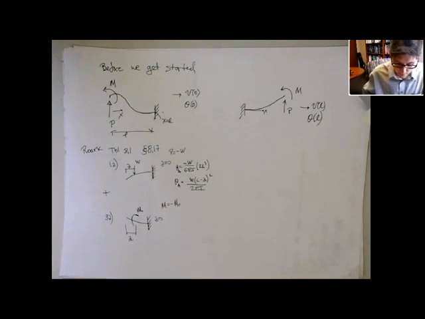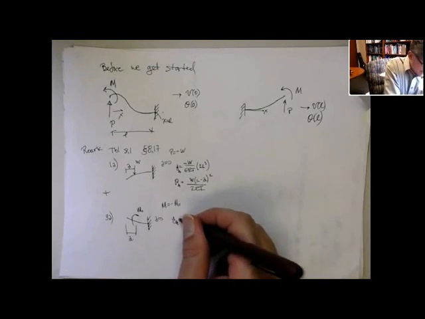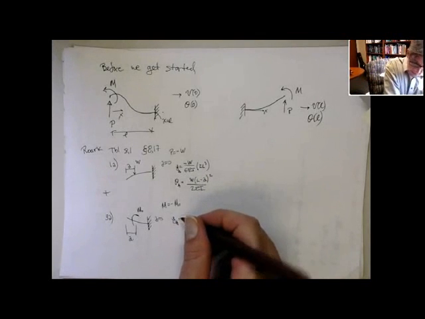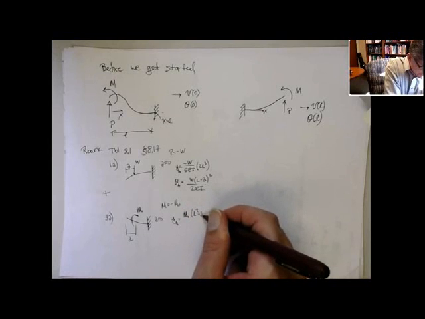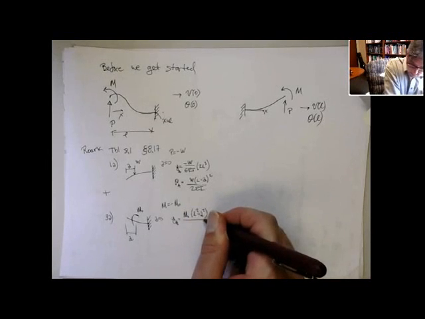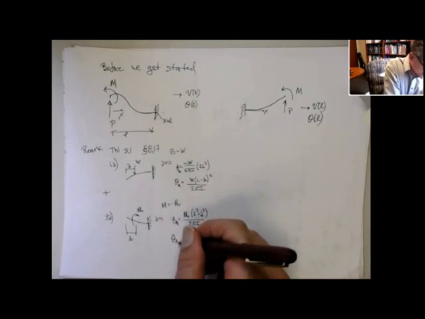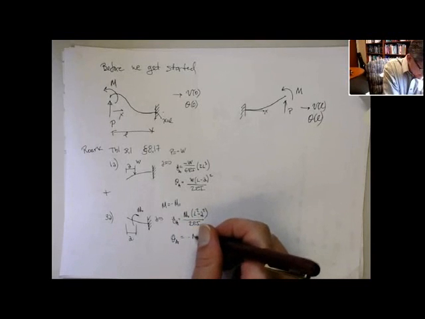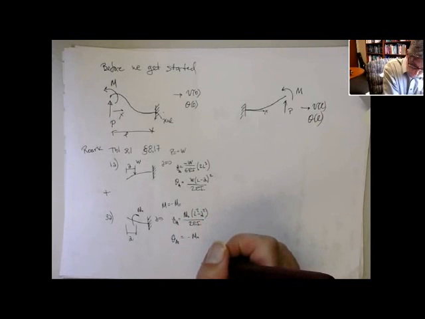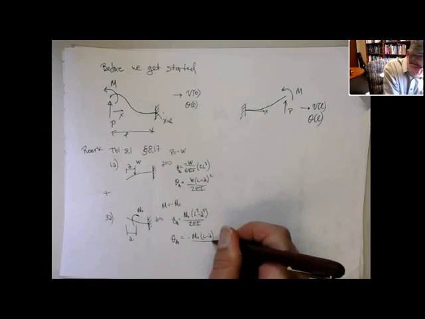Now we do the same for case 3A. In this case, I get the deflection at A is M0 times (L squared minus A squared) over 2EI, and the rotation at A is minus M0 (L minus A) over EI.